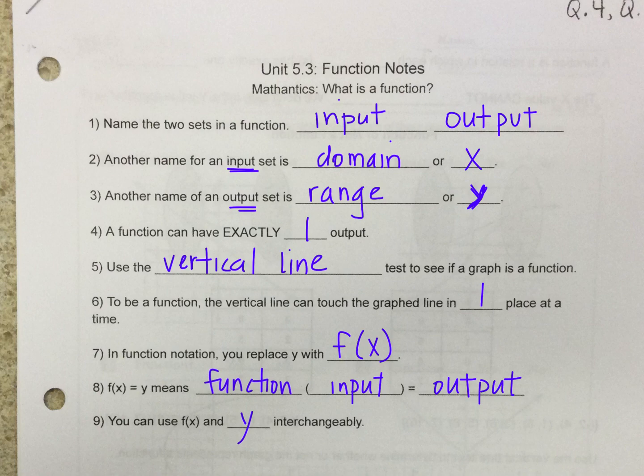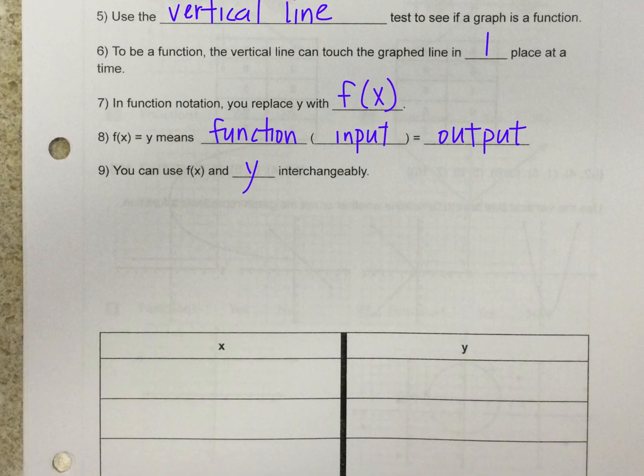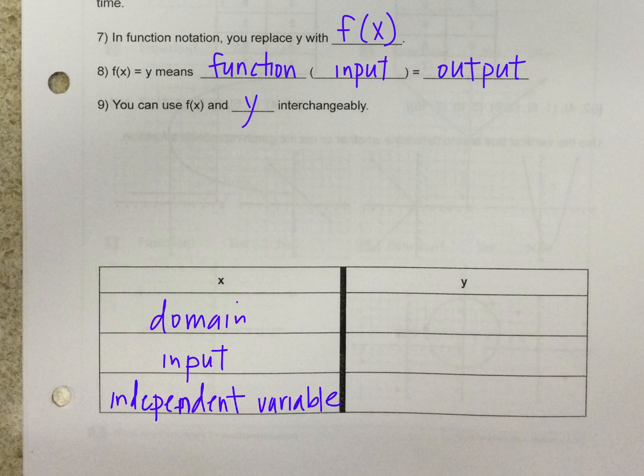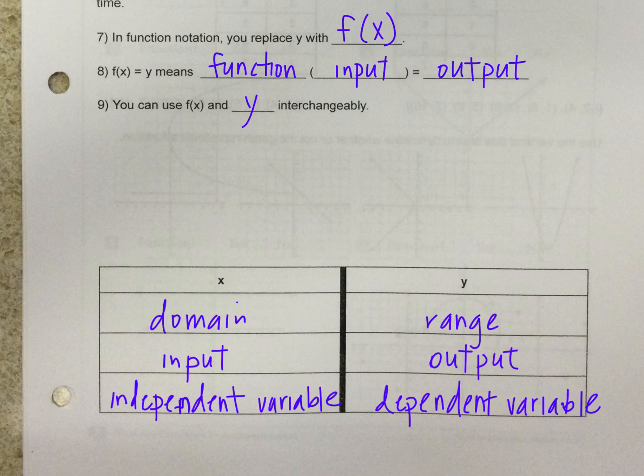So at the bottom of this page, I gave you a chart. And we're going to write the words in that we should think of when we hear x and y. So when I think of x, I should think of domain. I should think of input. Or I should think of independent variable. And when I see y, I should think range, output, and dependent variable. All right, flip over to the next page.